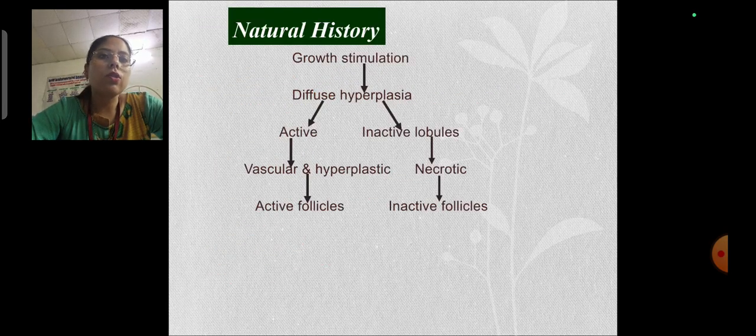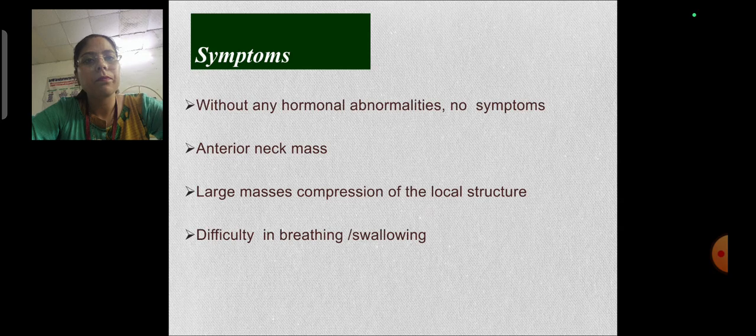If we talk about natural history, growth stimulation occurs and diffuse hyperplasia occurs. Now it can have two options, active or inactive lobules. If one has active lobules, it will follow the path of vascular hyperplasia, and active follicles will generate. And if one has inactive lobules, it will go into necrosis and inactive follicles would take place.